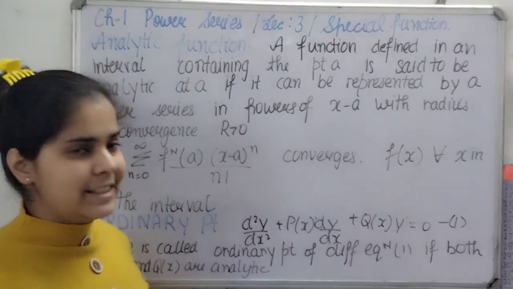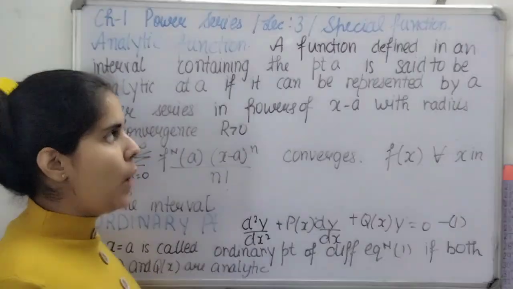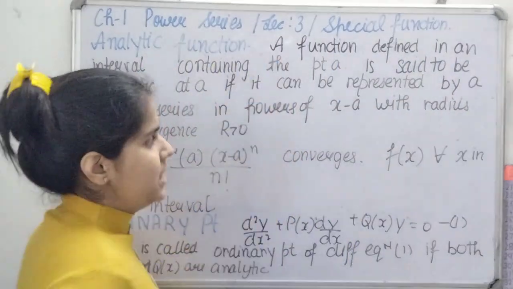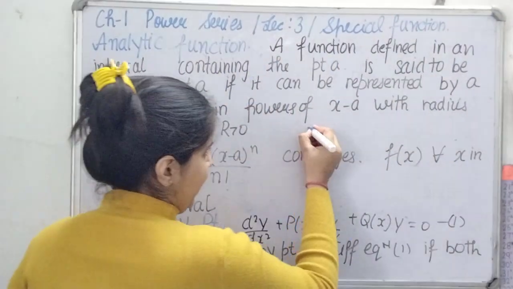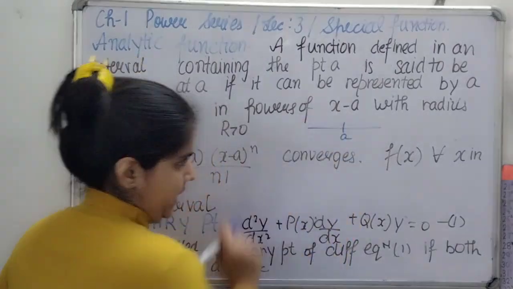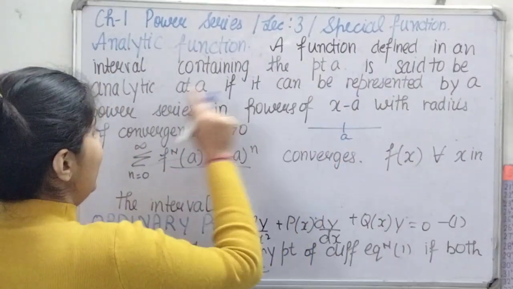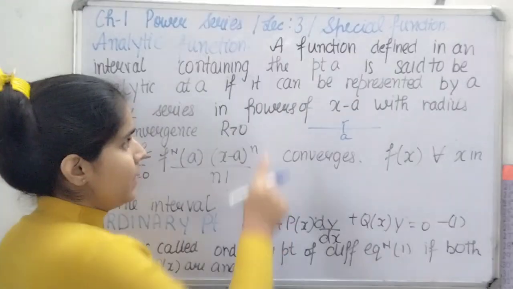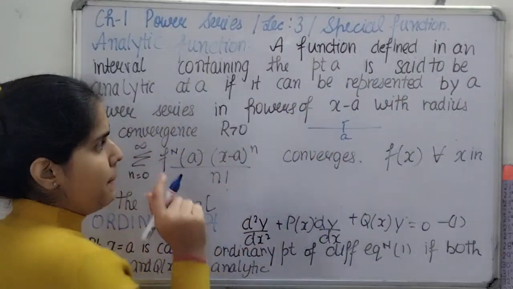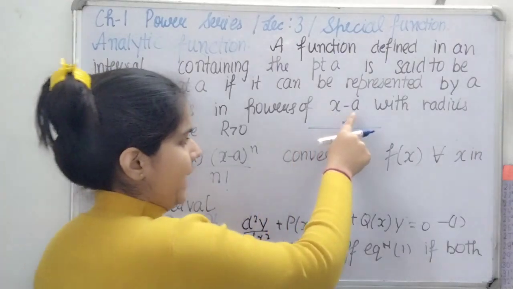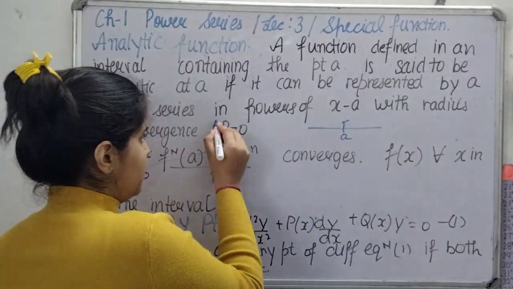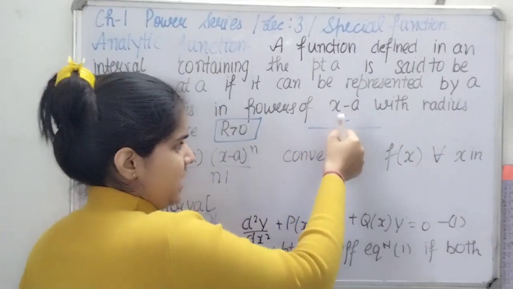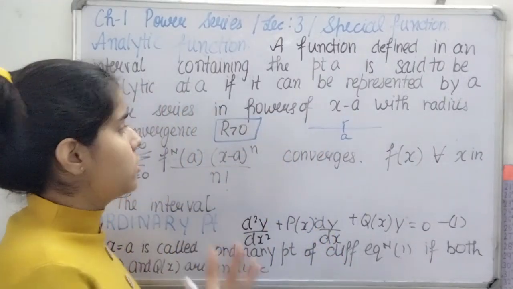So first let us understand what is an analytic function. A function defined in the interval containing a point A. Suppose we are having any interval and we have a point A in that interval is said to be analytic at A. A पे हम उसको analytic कब बोलेंगे? If it can be represented by a power series in form of x minus a with radius of convergence greater than 0. अगर हम उसको power series में लिख पाए a की, then it is called the analytic function.